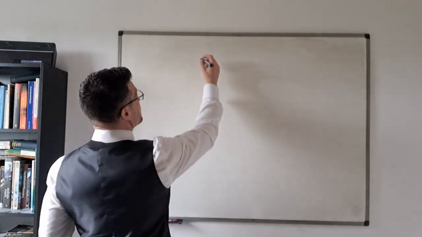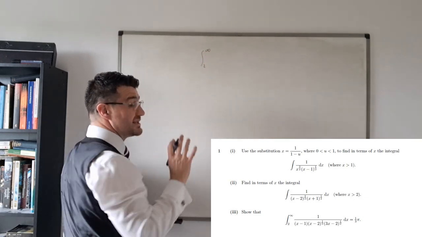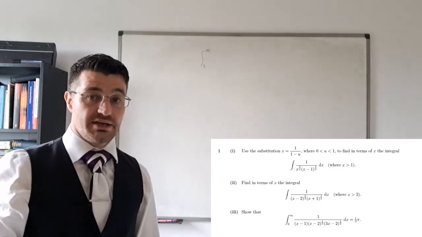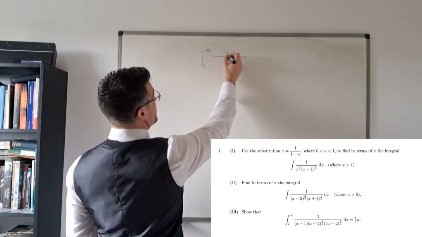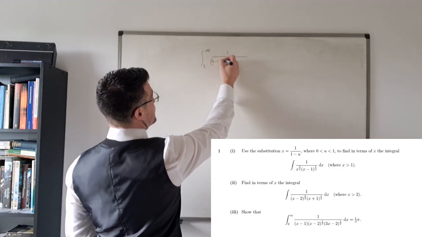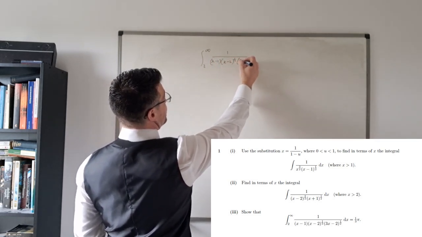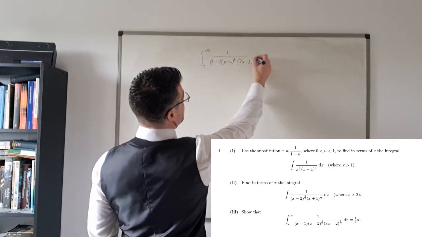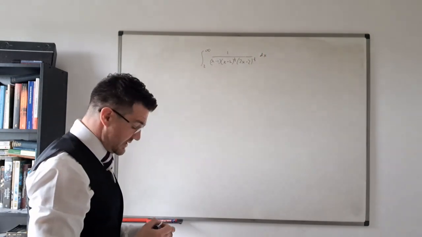So what we're dealing with now is the integral from 2 to infinity. We're dealing with a definite integral here, as opposed to an indefinite integral that we have been dealing with. 1 over (x minus 1) times (x minus 2) to the power of a half times (3x minus 2) to the power of a half dx.